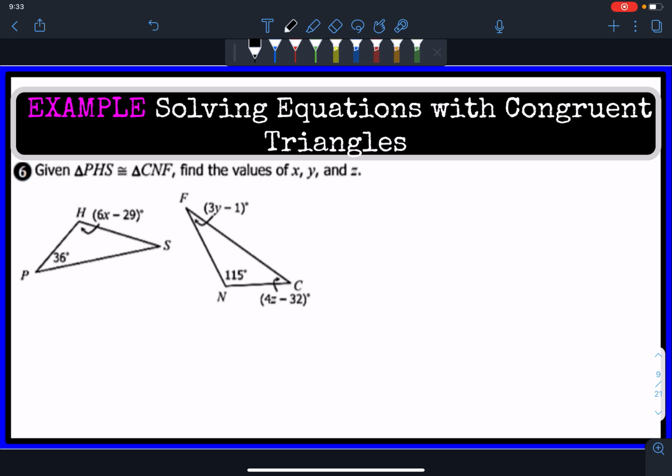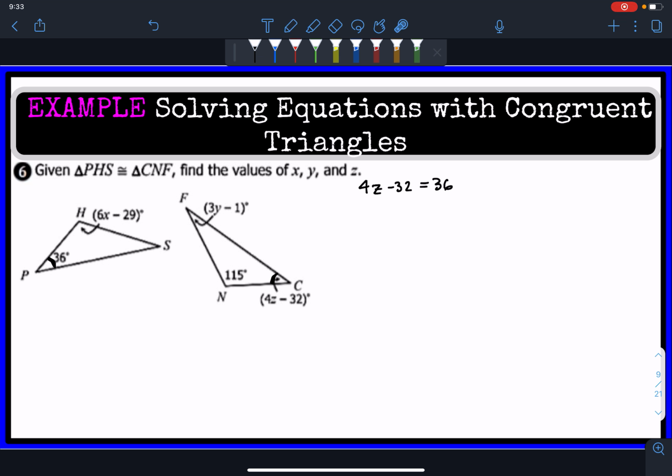So here P, let me just mark it with that. P is going to correspond to C. So those 2 things are going to be equal to each other. This is going to equal 36. So I could set up that equation: 4z minus 32 is equal to 36.